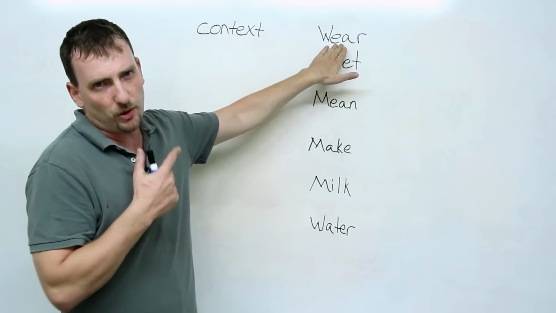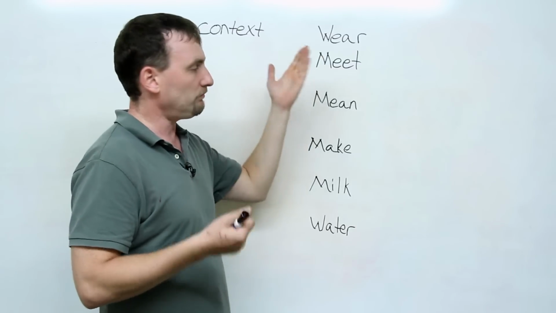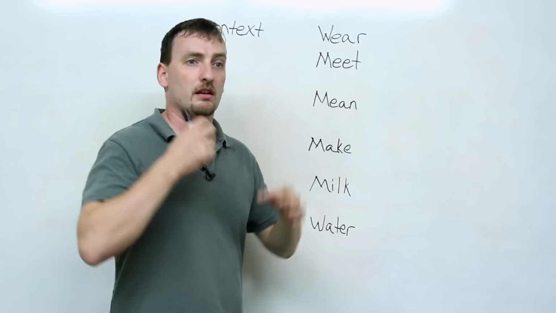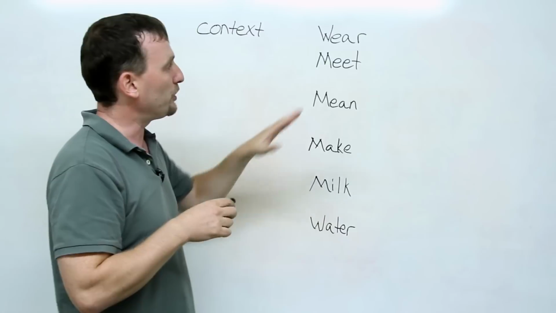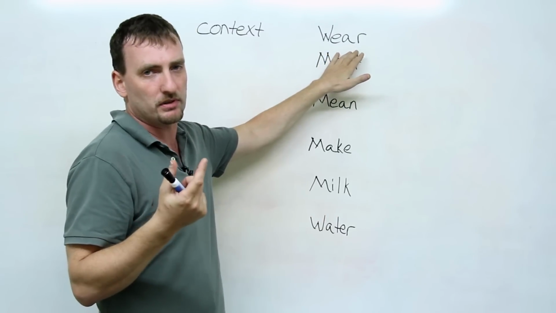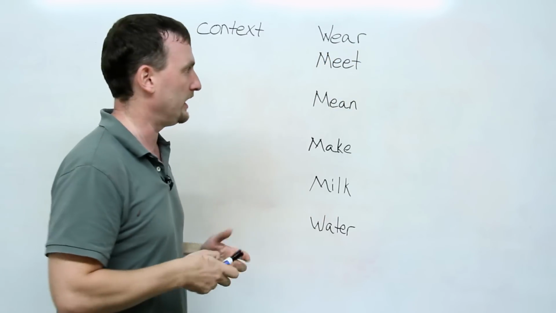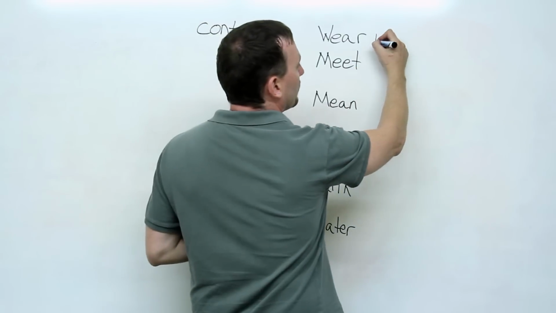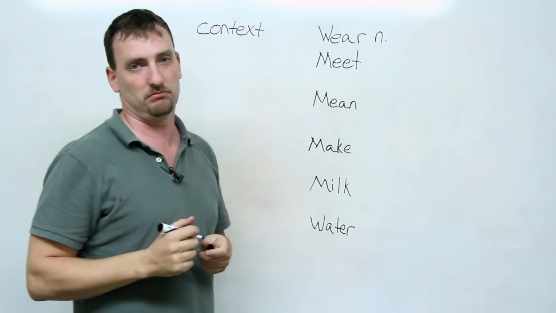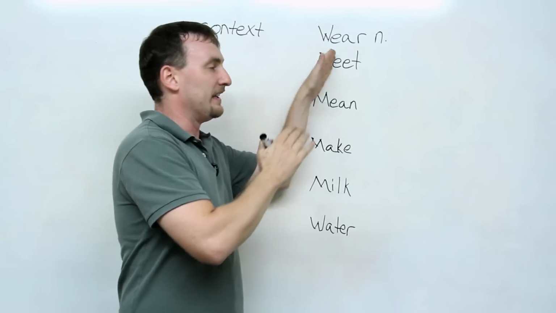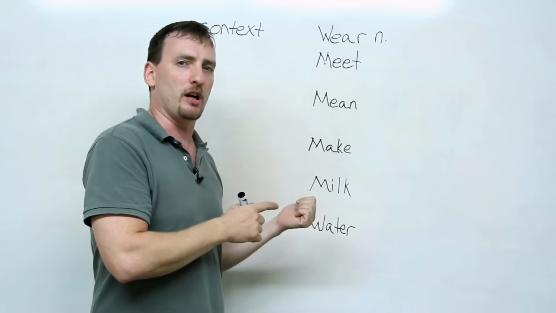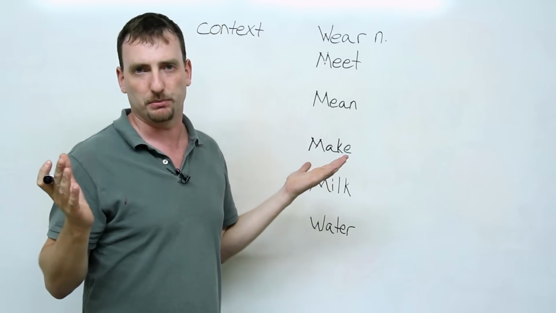So I think all of you know this word, wear. You wear clothes, you wear a tie, you wear glasses. So most of you think this is a verb about clothes, okay? Did you know that this could also be a noun? Now, the noun wear and the verb wear have absolutely no relationship.